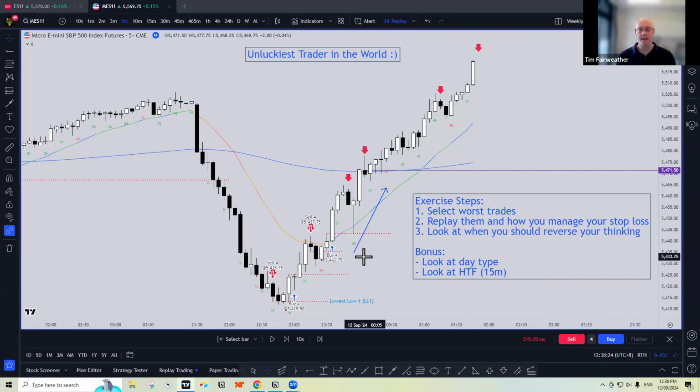So what are the exercise steps? Well, step 1 is find a chart, select the worst trades. Step 2, either replay them in your mind, or if you've got software where you can replay them, practice replaying them and look at how you might manage your stop loss. Step 3, as you replay them, you can replay them more than once and look at when you should reverse your thinking.